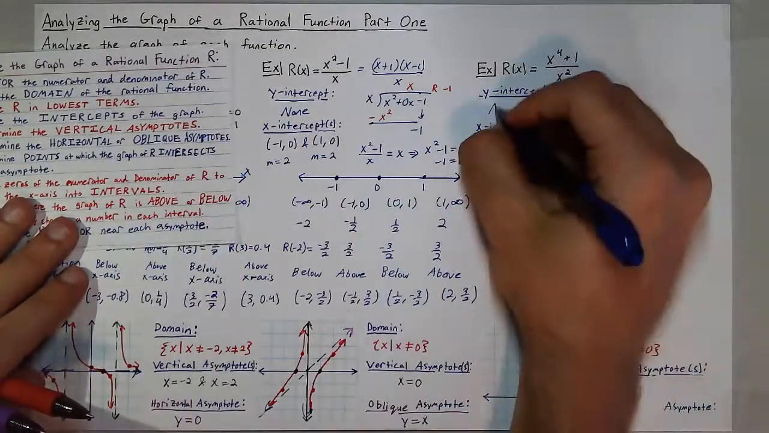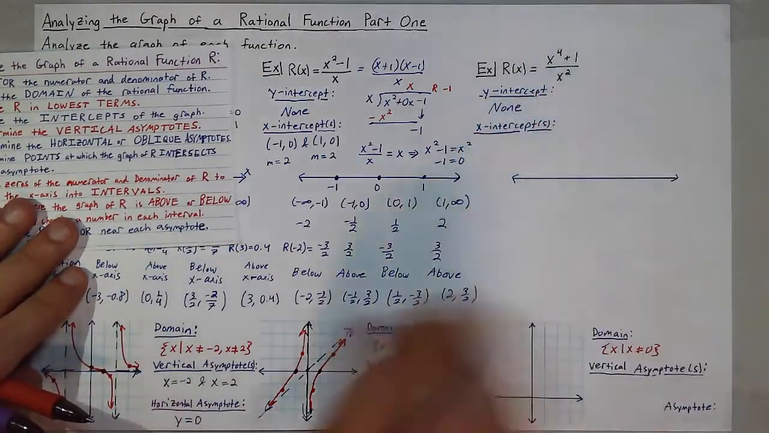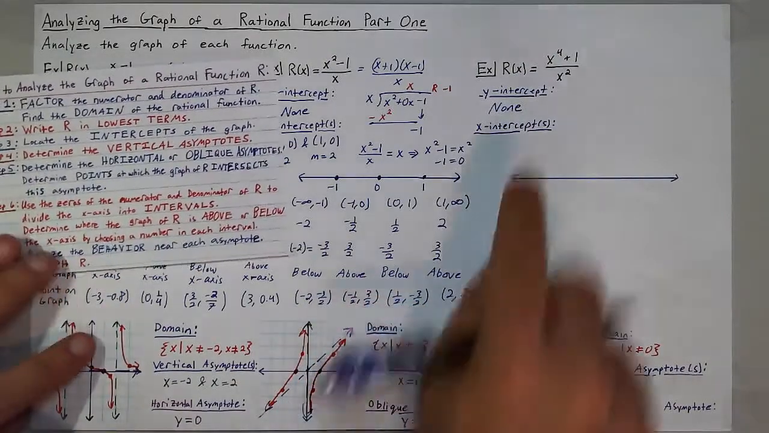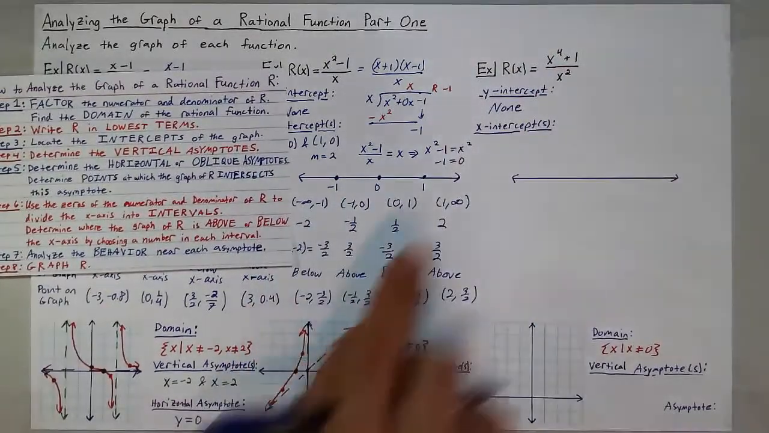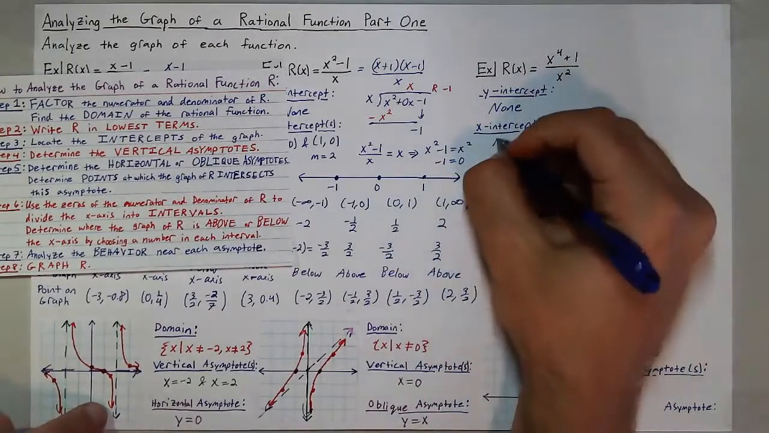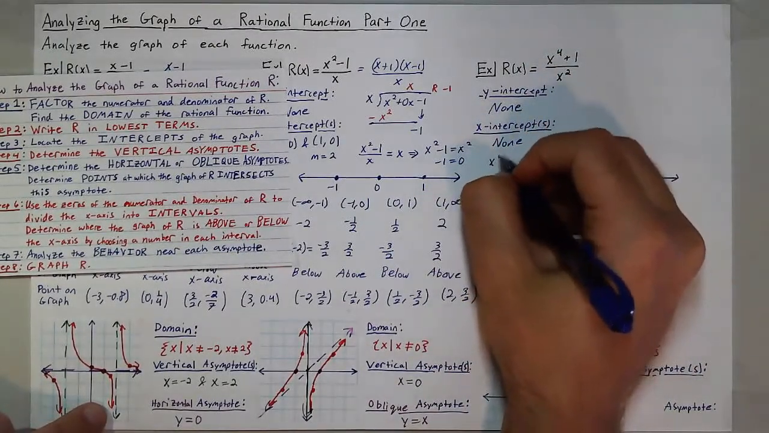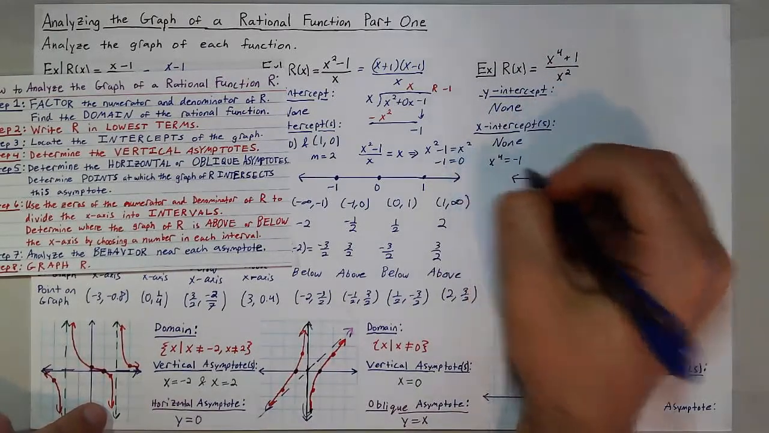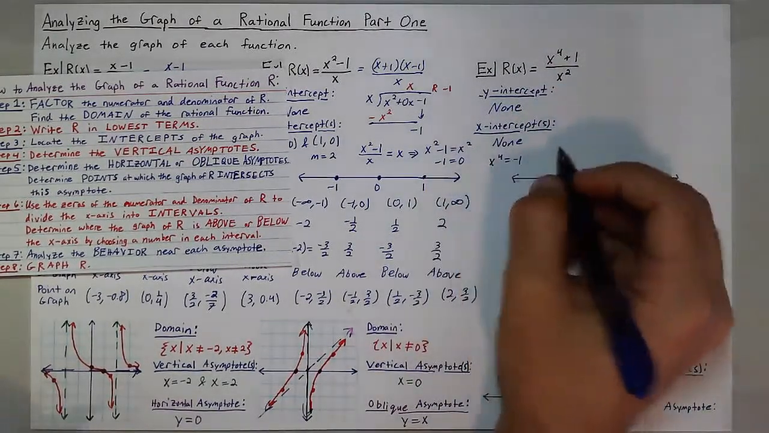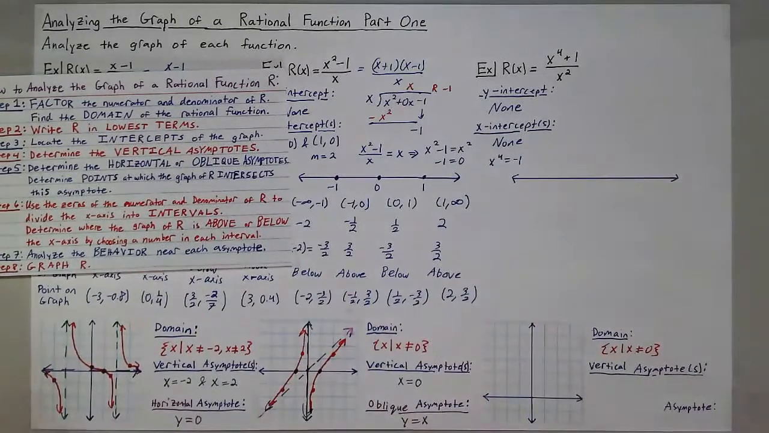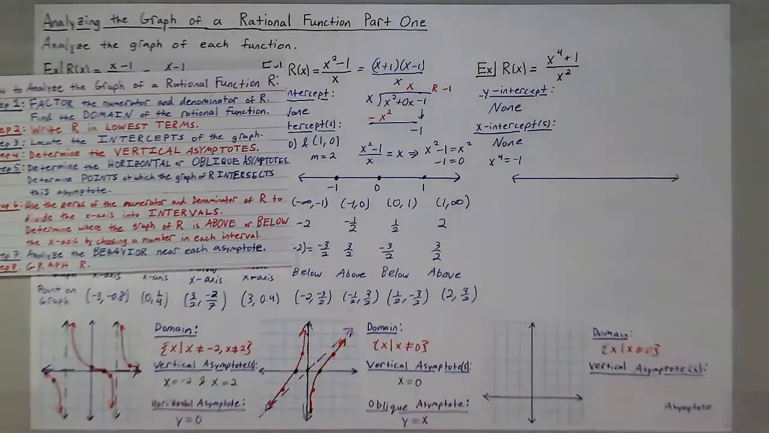There are no y-intercepts now. And the x-intercepts, there are none either, because if I try to solve this for x-intercepts, you'll get x to the 4th equals -1, which would lead to an imaginary solution. So there's no real number that works out for the x-intercepts. So it'll never cross the y or the x-axis.